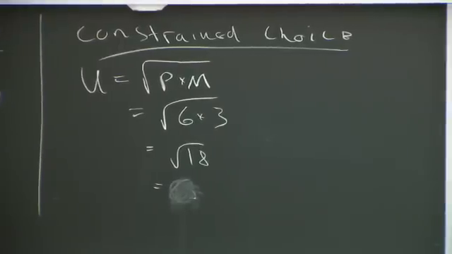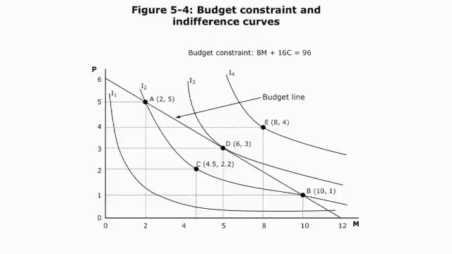Let's think about some alternative points. For instance, why is point D better than point E? Somebody raise their hand and tell me. E's unattainable with your budget. E would be better. We'd love 8 movies and 4 pizzas, but we can't reach it. So E's unattainable.